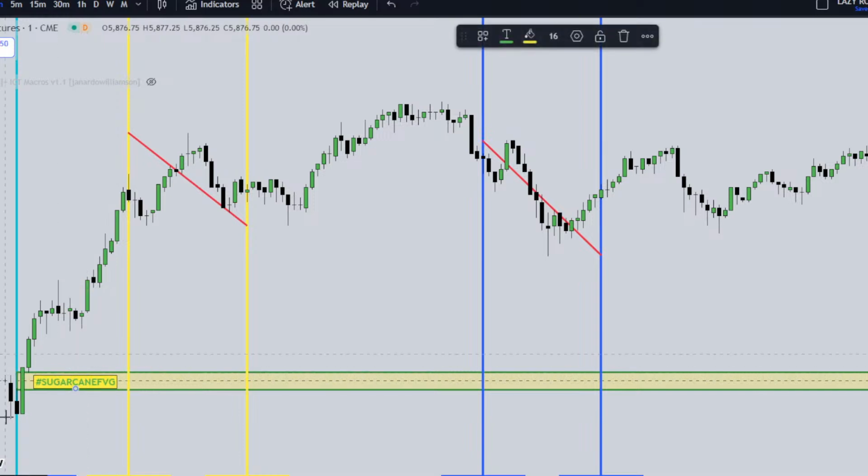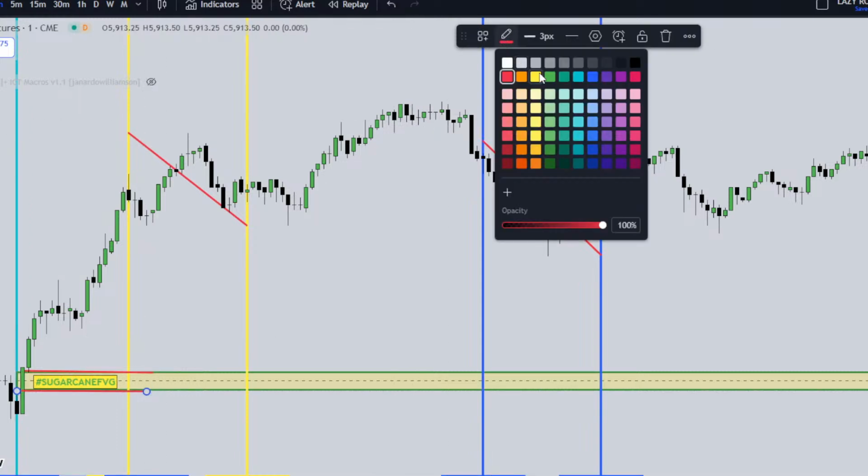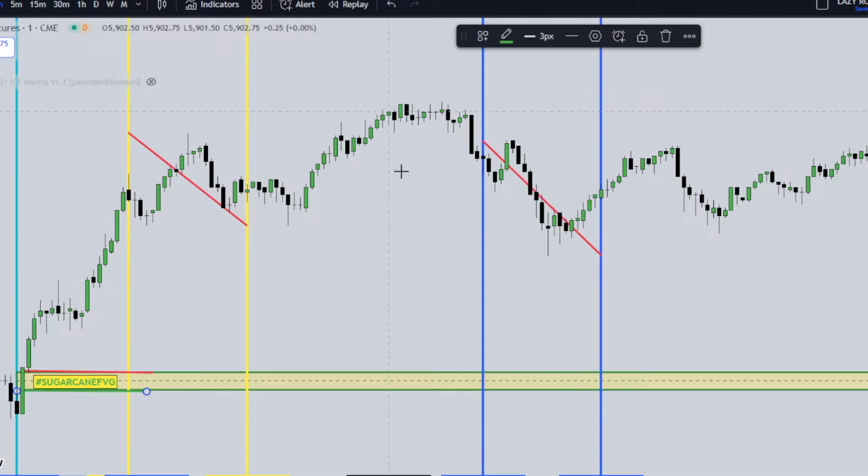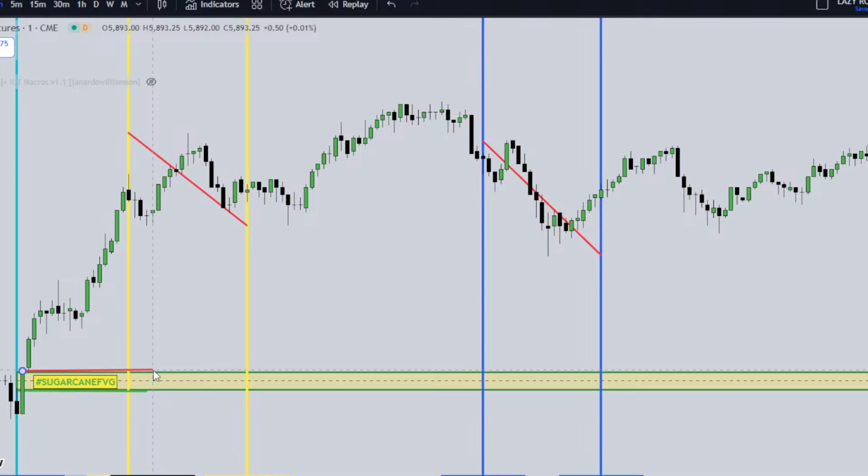How did we find this? Again, we took bar one, bar two, bar three, took the low of this bar and the high of this bar, and then we got this space. Then we just fill that space in with the box and extend it to the right.